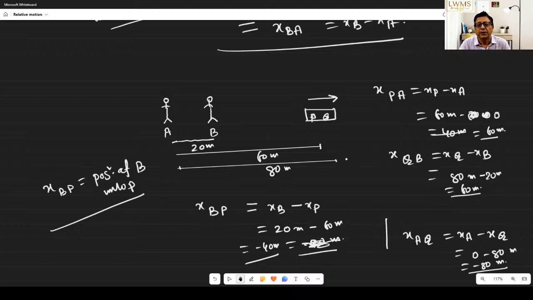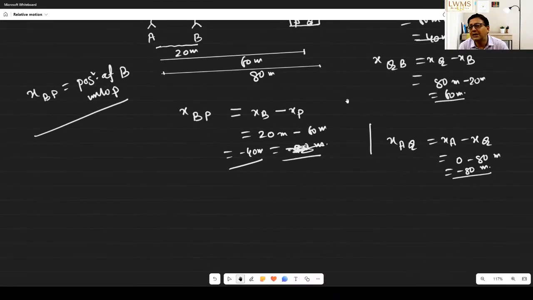Alright. So this way we understand the relative position. Now what is relative velocity? We are going to define first. Let us do it in one dimension, then in two dimension. Relative velocity.